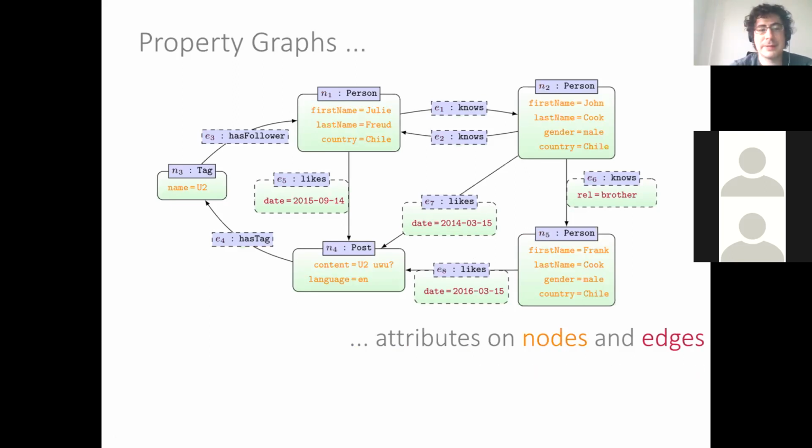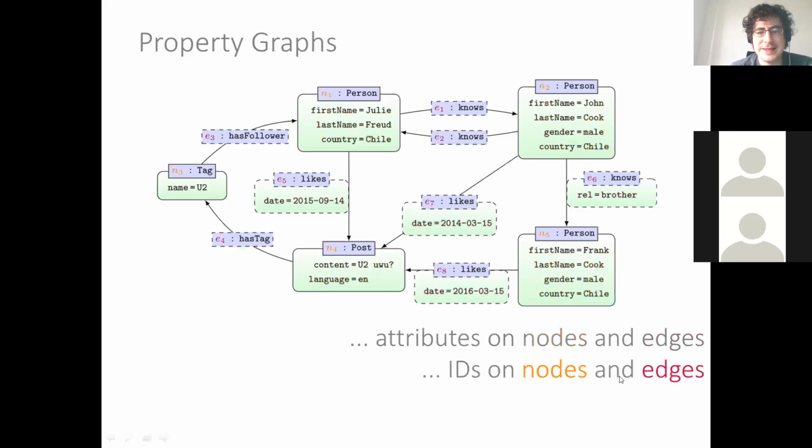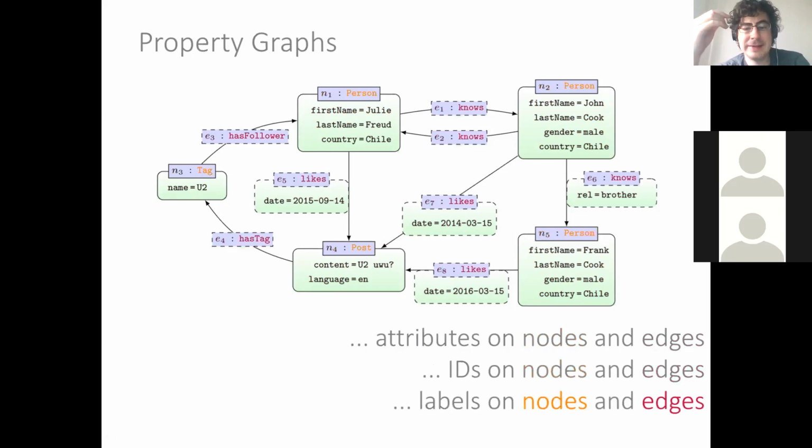So what do we have in the property graph model? We have attributes, property values on nodes and edges, these yellow things here. And we have IDs on nodes and edges. Here, I'm not going to write out a 64-bit ID, I'm just going to write E7 as the identifier for edge 7. But these would have some sort of internal bit string as an ID. And we have labels on nodes and edges. So here we see the labels.